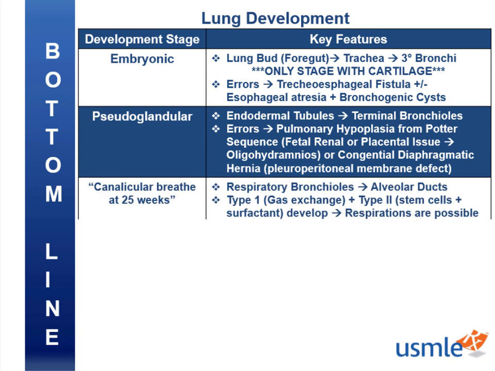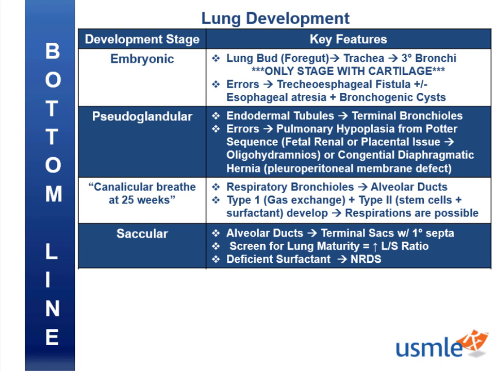Next, the baby canalicular breathe at 25 weeks of development. And that is what marks the canalicular stage of development, as the respiratory bronchioles and alveolar ducts form, along with type 1 pneumocytes who perform gas exchange and type 2 pneumocytes who produce surfactant and serve as stem cells.